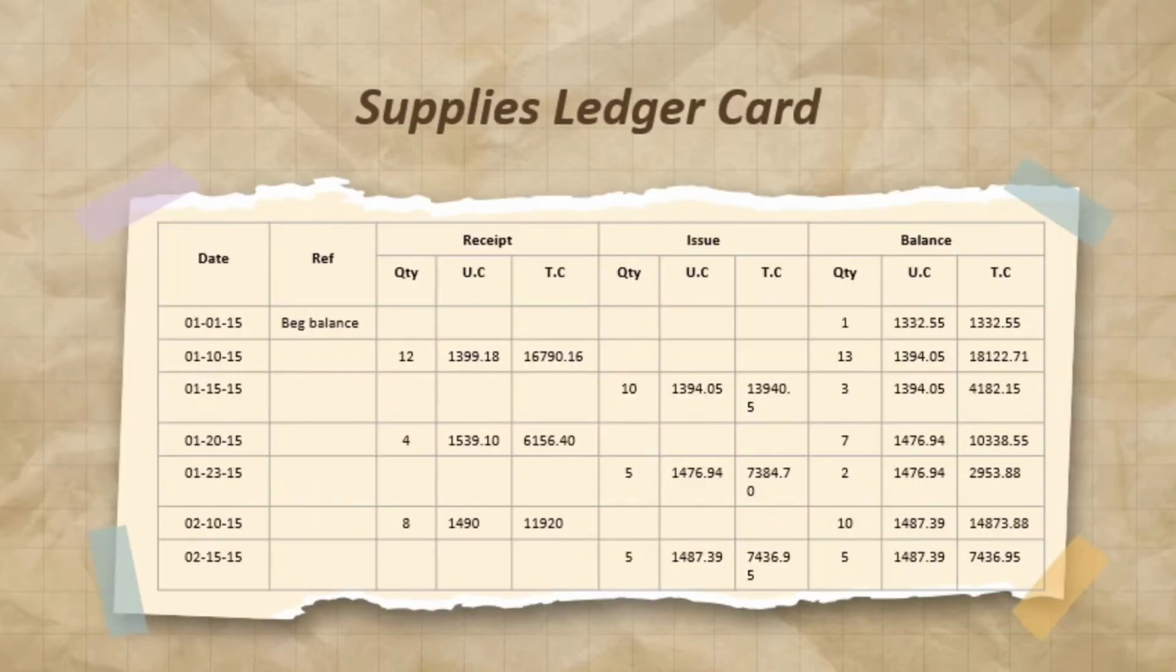Okay, so ito yung example ng ledger card na minomonitor ng mga accountant for inventory account. Titingnan natin dito kung paano in effect tong inventory na to sa ating recording or monitoring. Dito sa supplies ledger card na to, ang ating inventory dito is yung tinatawag nilang ink cartridge.